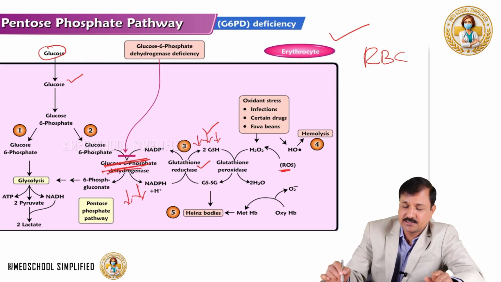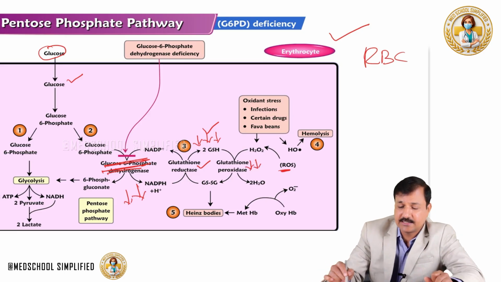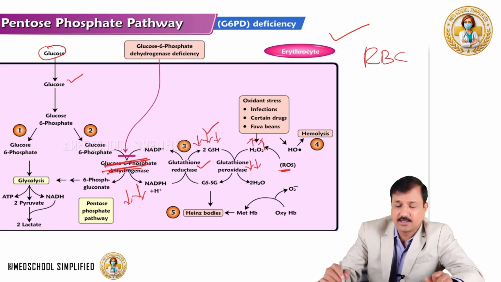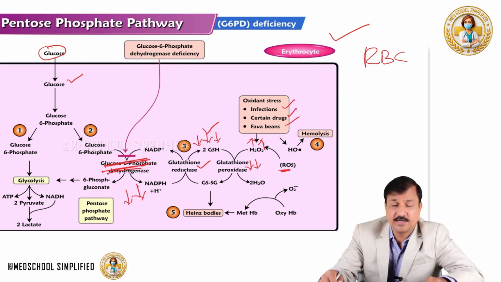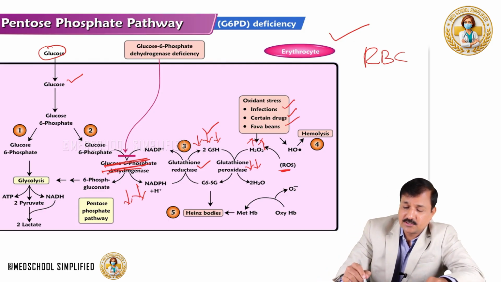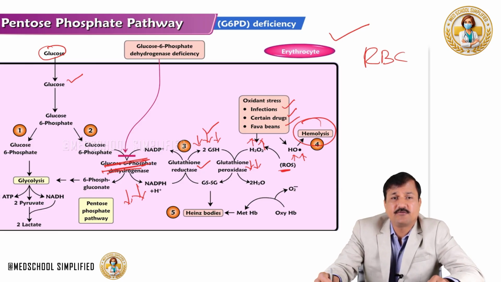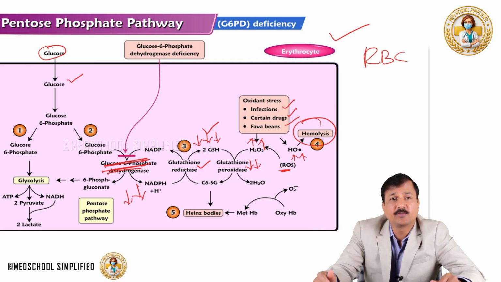When the GSH is decreased, that means the activity of glutathione peroxidase will also decrease, and that will lead to an increase in hydrogen peroxide. Note that hydrogen peroxide can be increased whenever there is oxidative stress. So an increase in hydrogen peroxide means an increase in hydroxyl radical, and that hydroxyl radical leads to an increase in lipid peroxidation of red blood cell membranes, or red blood cells break open, leading to hemolysis.